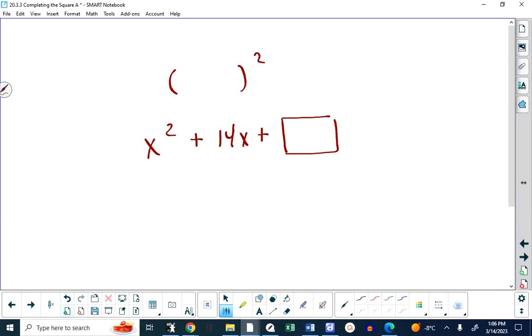Can you explain to me how you know, well, before you do, what would be up here in the brackets? 7. X plus 7, okay? Now, explain to me how you got 49. I divided 14 by 2 and then squared that. That's perfect, and that's the best thing to remember right now.